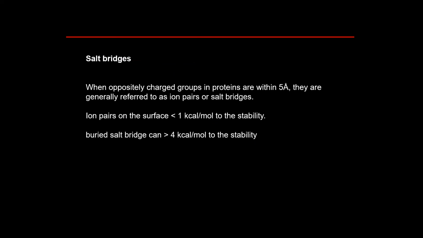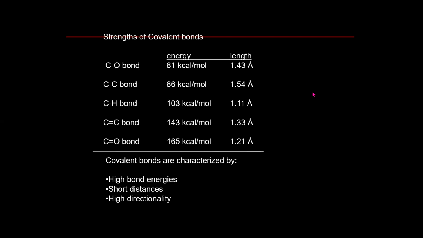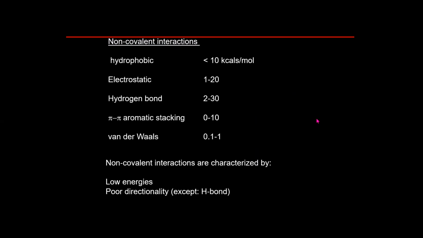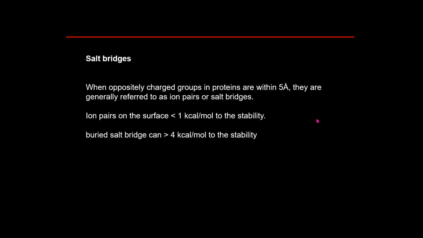That is, if you have say N plus on one side and O minus on the other side, that forms a salt bridge. So the distance is 5 angstroms, within 5 angstroms. So this is very long. When you look at the covalent bonds, very, very short actually, right? So salt bridge. But the angles are very, very less. I mean, sorry, the energies are very low actually.